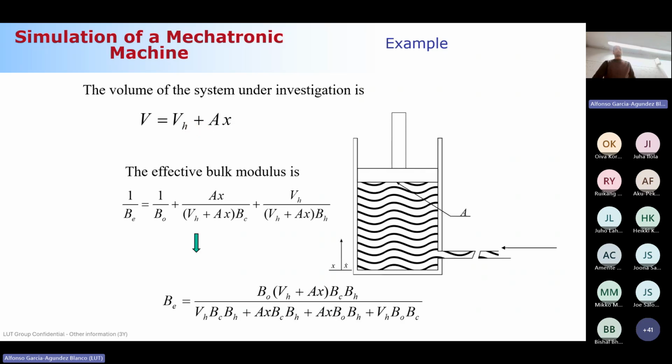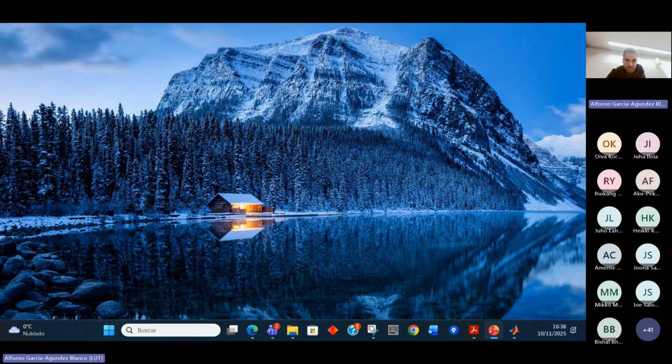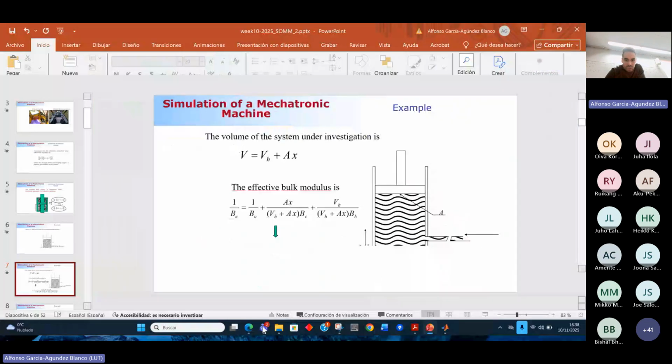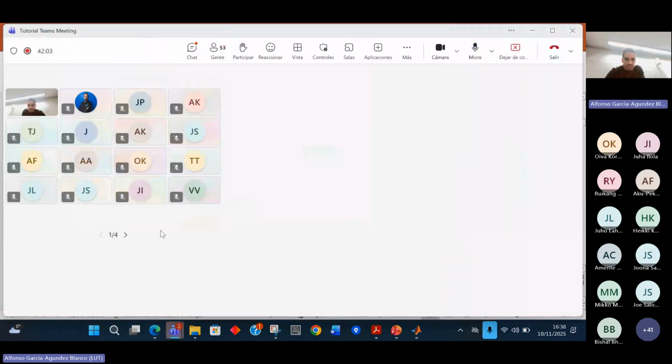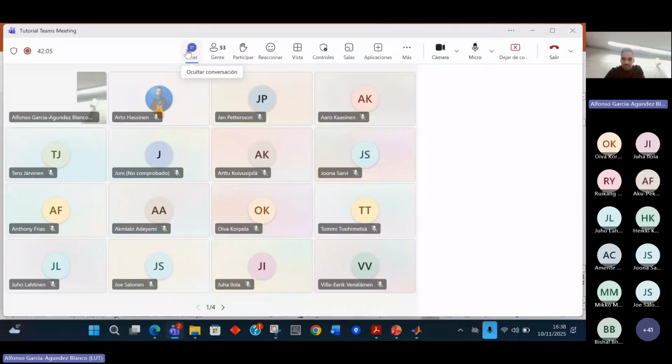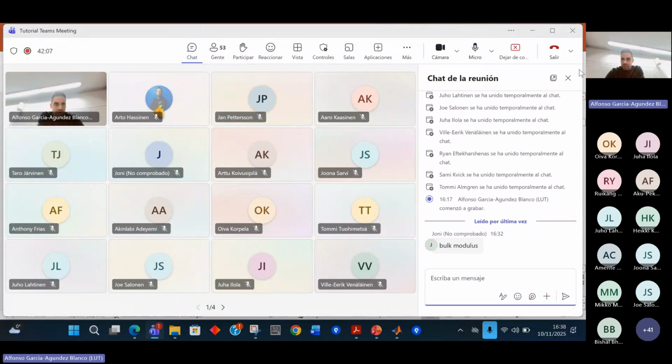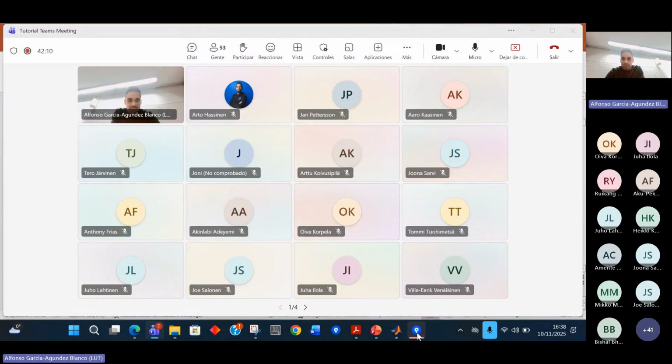Now, to compute the effective bulk modulus, well, let me check because in this mode, I don't have access to the chat. Students online, do you have any questions so far for the computation of the volume? Yes? I have a comment in the chat here. No, it was the reply to the first question. One second, I think I have clicked something. Okay, so let's continue. Everything is fine so far, no? Remember to consider the volume of all the elements inside the cylinder and this volume of the hose, okay?